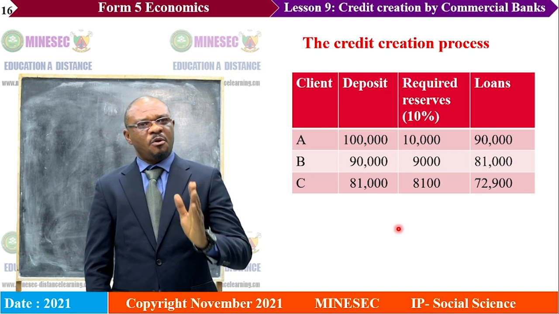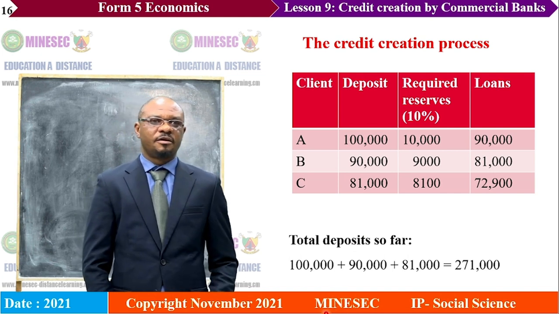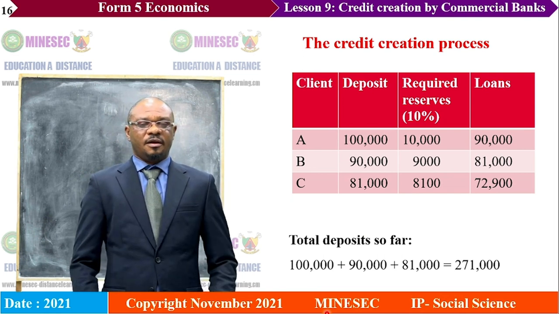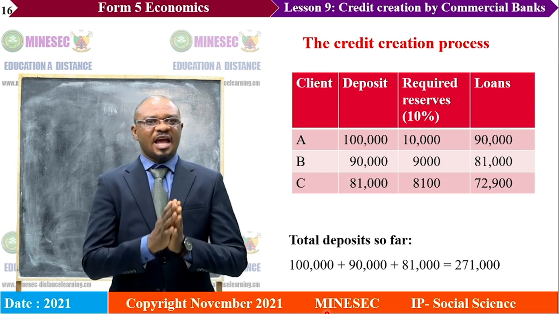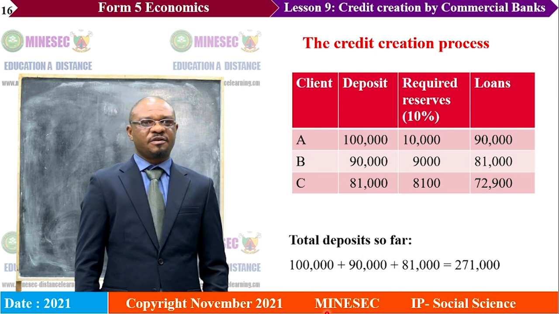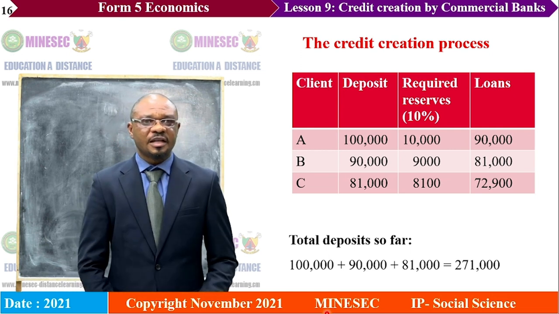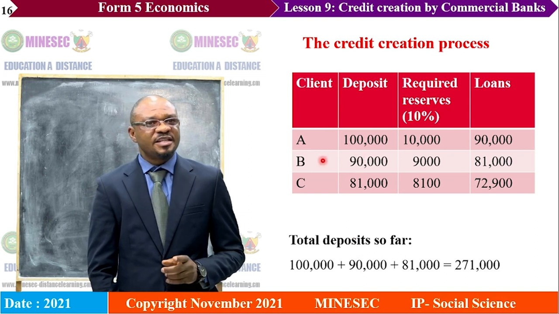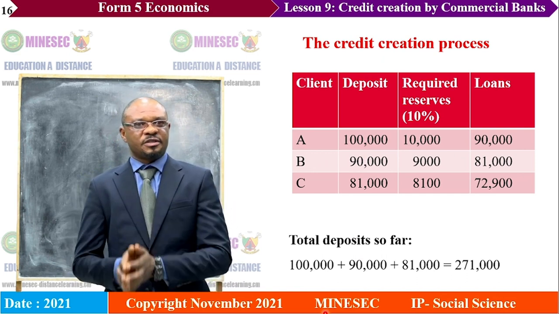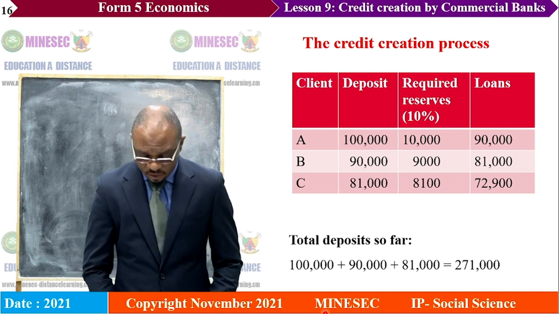So if we sum up the deposits so far, we'll have a total deposit of 100,000 francs plus 90,000 francs plus 81,000 francs, giving 271,000 francs. This means that the bank has created an additional 171,000 francs from the initial deposit of 100,000 francs, making a total deposit of 271,000 francs. When you look at it carefully, you notice that all the money that the bank is giving out as a loan is coming from the initial deposit of 100,000 francs that the first customer, customer A makes. It therefore means that the bank, through this process of granting loans to be redeposited, has created credit, has increased the part of money supply known as bank deposits.